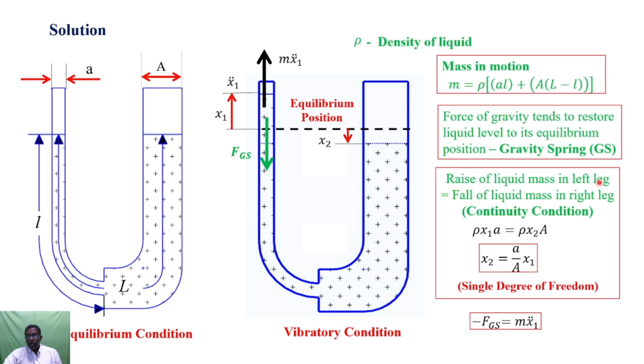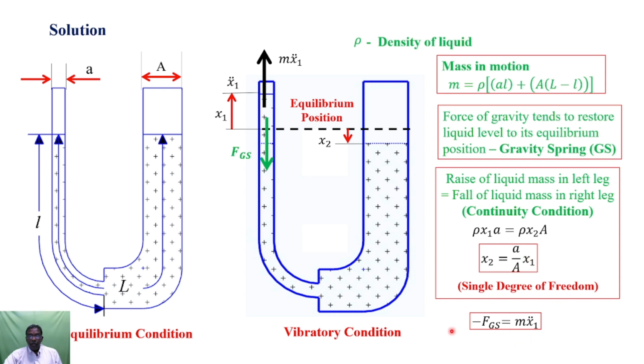The rise of liquid mass in the left leg is equal to the fall of liquid mass in the right leg, from the continuity condition. The distance by which it is rising in the left limb is x1, and the distance by which it is falling is x2. Using the areas of cross section of the limbs, small a and capital A, rho x1 a is equal to rho x2 A, from which the fall distance x2 can be written in terms of rise distance x1 for a single degree of freedom system.